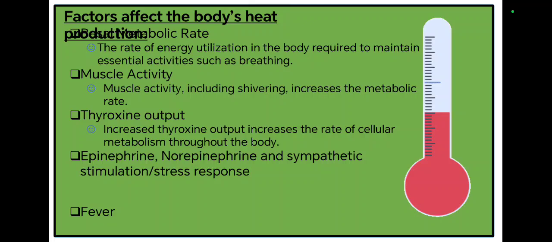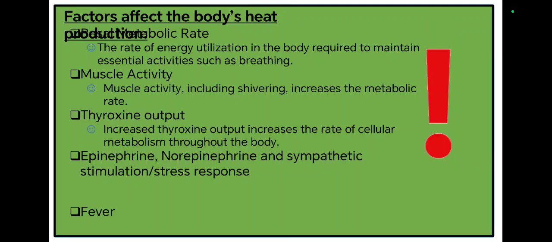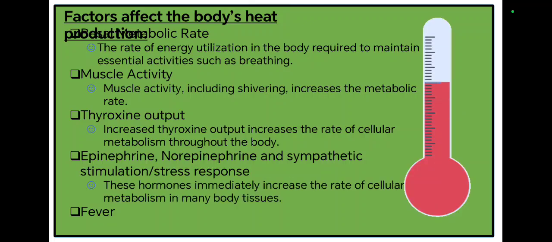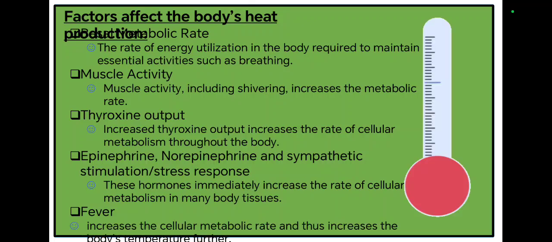Factors affecting the body's heat production: we have increased metabolic rate, muscle activity, thyroxine output, epinephrine, norepinephrine, and sympathetic stimulation or stress response, and if there is fever.